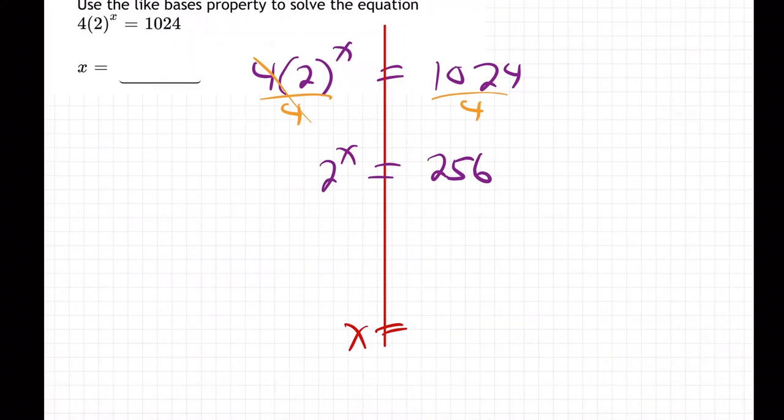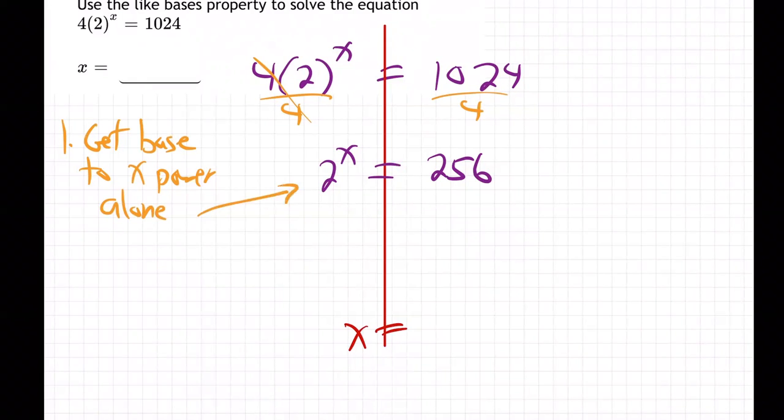So step 1: get the base to the x power alone. You get down to where you have the base to the x power alone. Get that first off. Then, so we did that. Step number 2: make both sides have the same base.